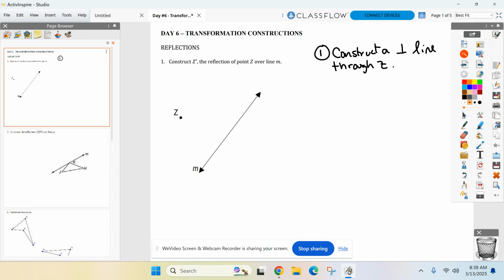So everyone's going to grab their compass right now. Put that compass point on Z for me. And now you've got to play around with your compass opening because you need to intersect M. Anybody remember in how many spots? 2. It's going to look like a smile. So play around with your compass opening and get it to intersect M in 2 spots.